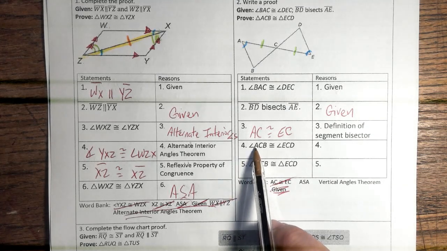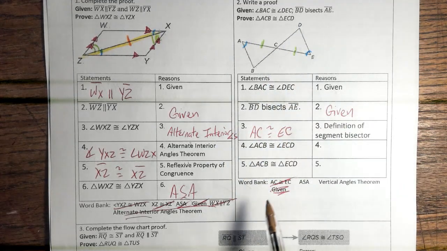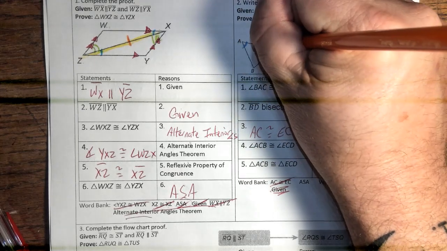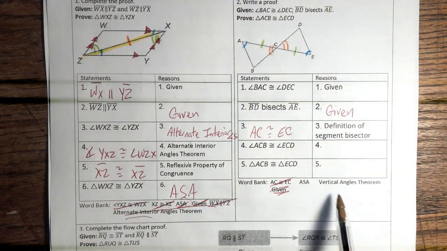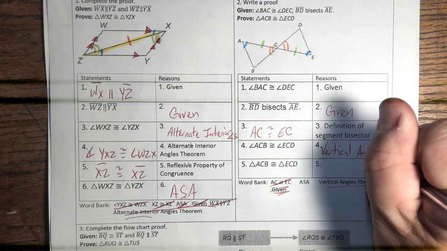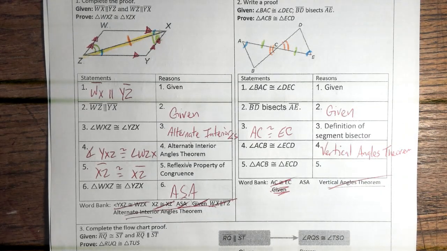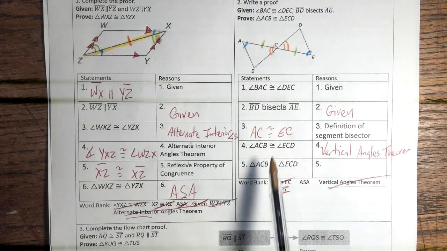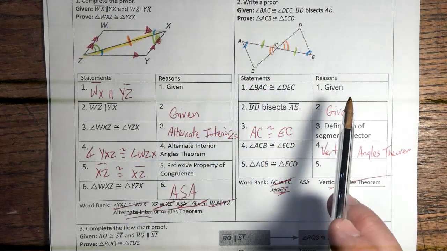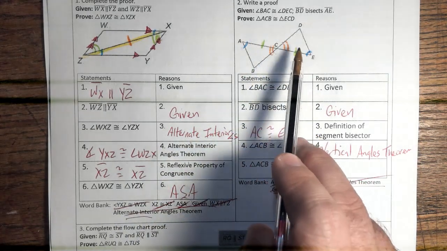All right, number 4, ACB is congruent to ECD. So that's where our vertical angles are going to come in. And I'll be dog. Vertical angles theorem. It's like I can see the future. All right, number 5. Triangle ACB is congruent to triangle ECD. And how? ACB angle, side, angle. ECD angle, side, angle.